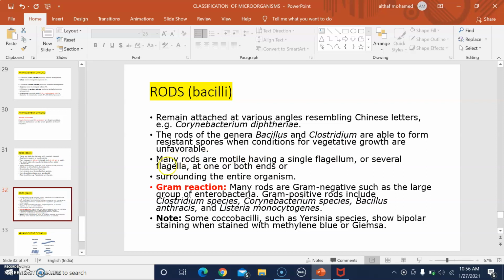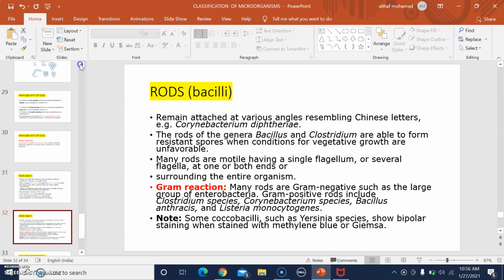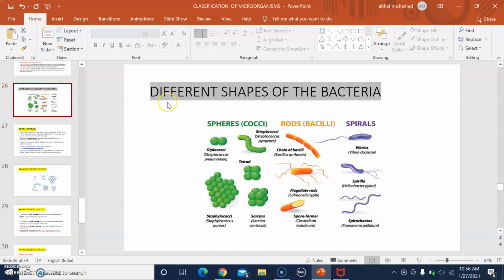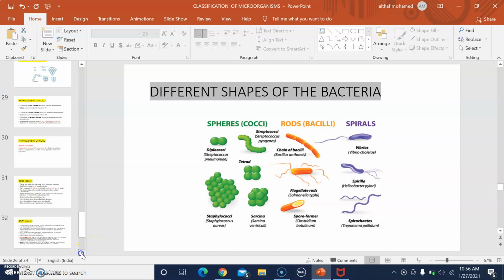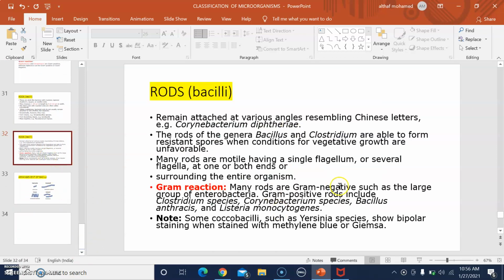Then many rods are motile. That means they can move from one place to another using a single flagellum, or several flagella. Look at this picture. Certain bacteria possess a single flagellum. This is a rod-shaped bacterium possessing several flagella, seen all over its body. So that arrangement is also present. Many rods are motile, having either single or several flagella at one end or at both ends, or surrounding the entire organism. We will study the arrangement of flagella in detail in later sessions.